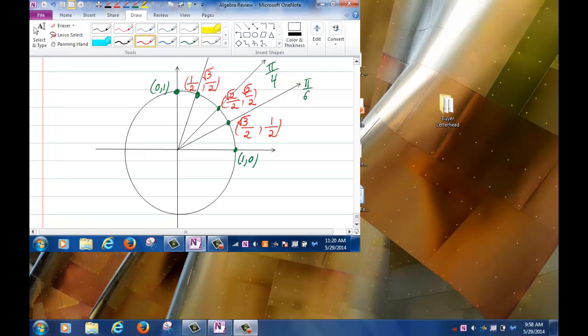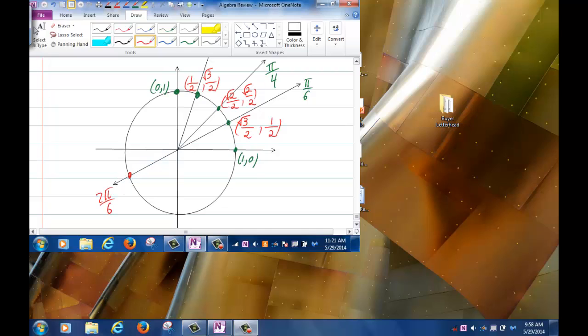So, for example, if you want to know, what's the value of cosine of 7 pi over 6, how would you find that? Well, what is 7 pi over 6? What's the location of 7 pi over 6? 7 pi over 6 is pi plus pi over 6, right? So the location of 7 pi over 6 would be opposite of pi over 6 like this, right? You realize that? So this would be 7 pi over 6.